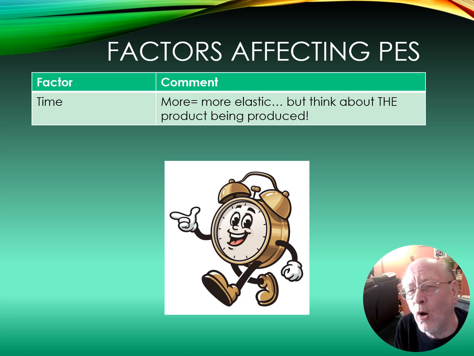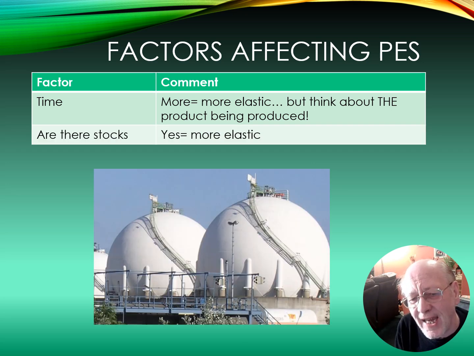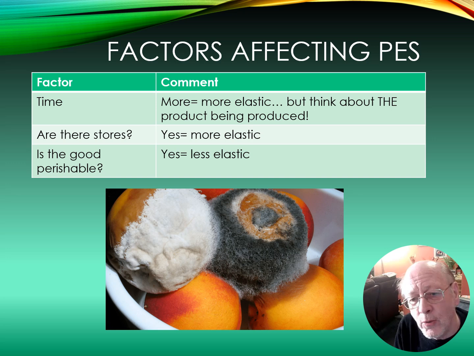And again, in a question, you might want to consider how long that is going to be. So in the case of strawberries, we reckon we could get quite a response within a year. In the case of gas, it was going to be a number of years. So you do need to think about the actual product being produced. Now, the second factor is, are there stocks of this item available? Because if you've got stocks on hand, you can always sell from those stocks. So if you've got more stocks available, that will make your elasticity of supply more elastic.